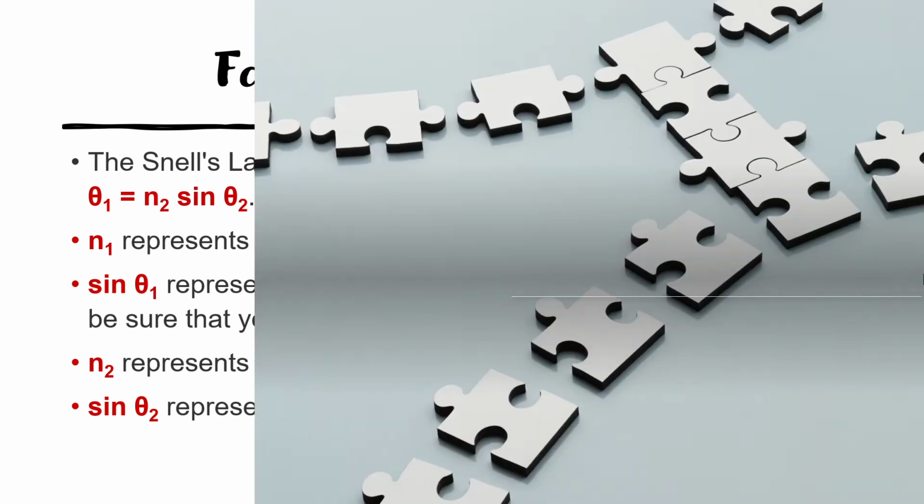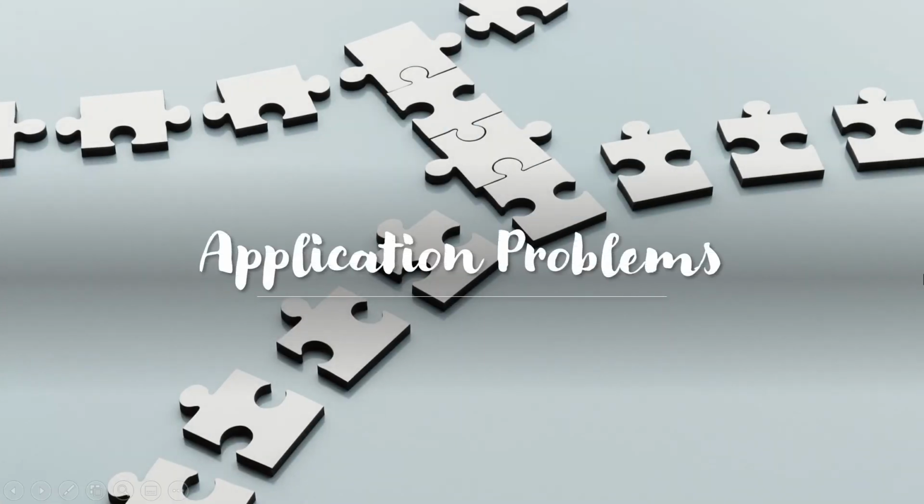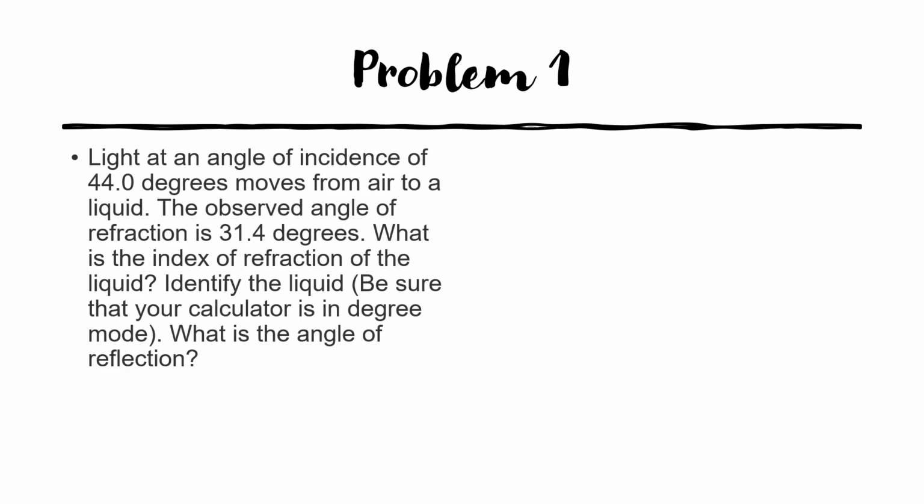Just for you to take into account, now we're going to go with some application problems, so you can notice the way we are going to apply the formulas and all the theory that we have been learning so far. So we have problem number 1. It says: light at an angle of incidence of 44 degrees moves from air to a liquid. The observed angle of refraction is 31.4 degrees. What is the index of refraction of the liquid? Identify the liquid. Be sure that your calculator is in degree mode. What is the angle of reflection?